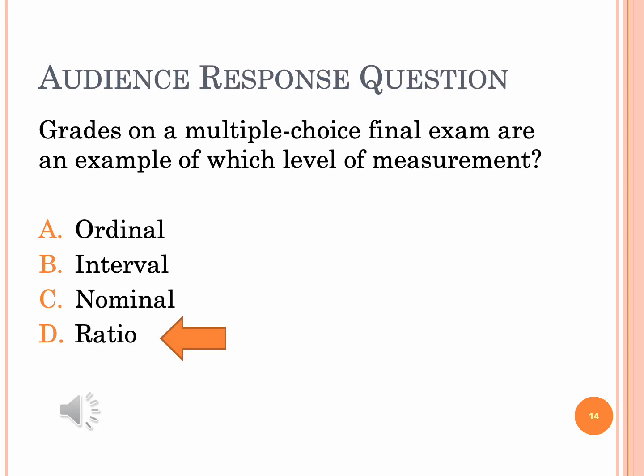Here we have a question. Grades on a multiple choice final exam are an example of which level of measurement? The ordinal scale, interval scale, nominal scale, or ratio? And the answer is ratio, because it's the highest level of measurement, and obviously the score can be 0.